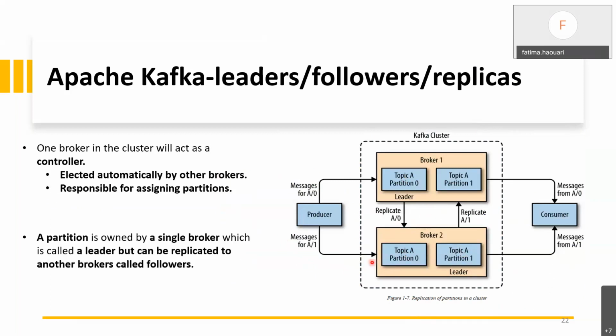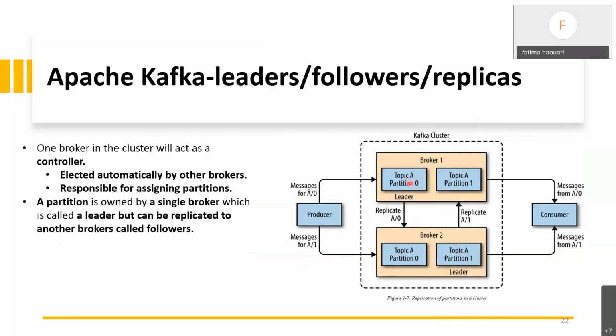A single partition will be owned by a single broker, which is called the leader in this case, but it can be replicated in other brokers, and they will be called followers. For example, here topic A, partition zero, the leader of this partition is broker one, but it is replicated here in broker two. Broker two is a follower for topic A, partition zero.